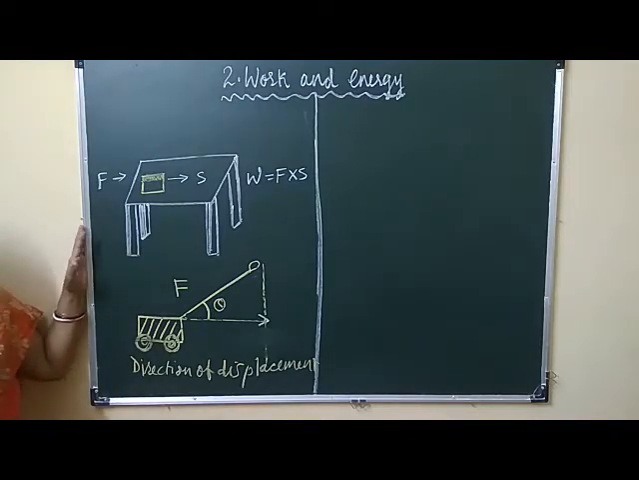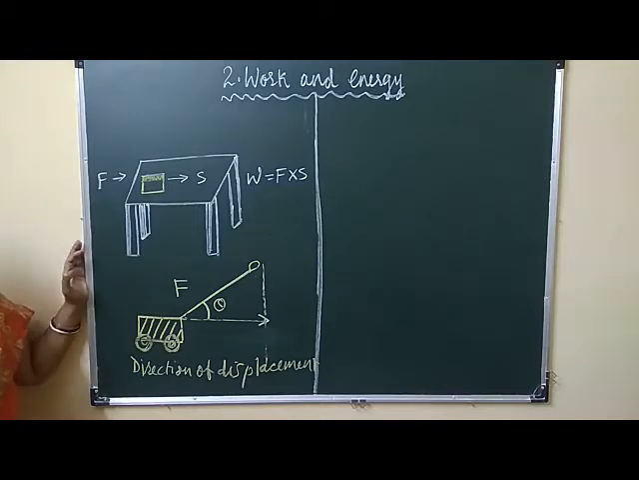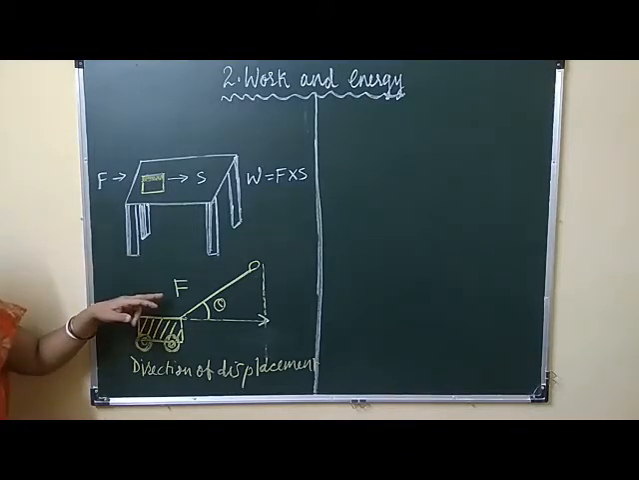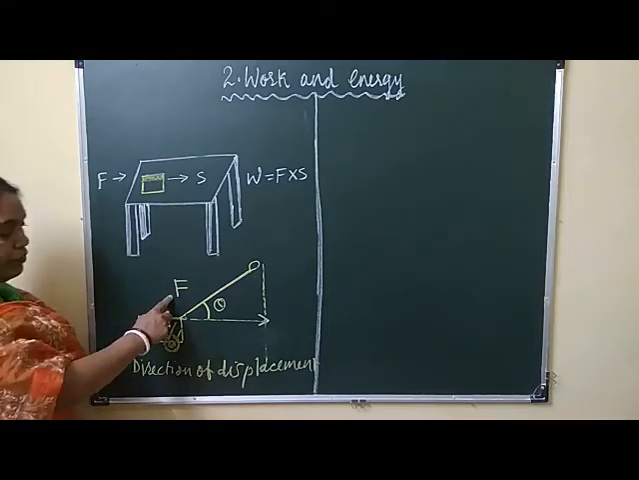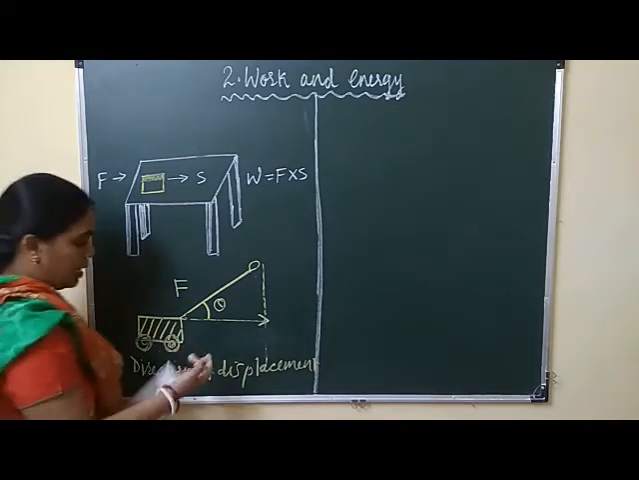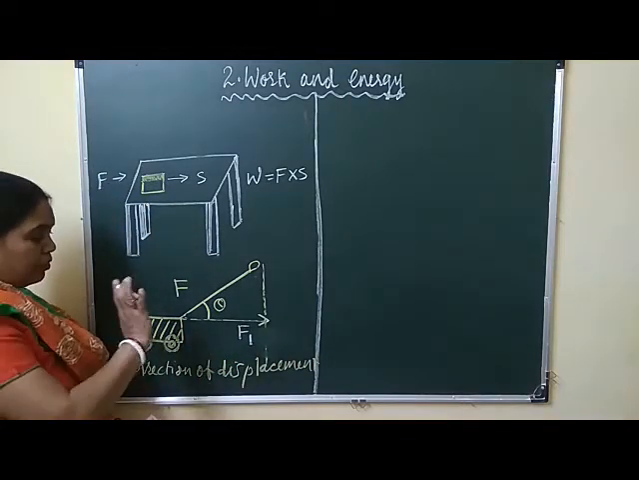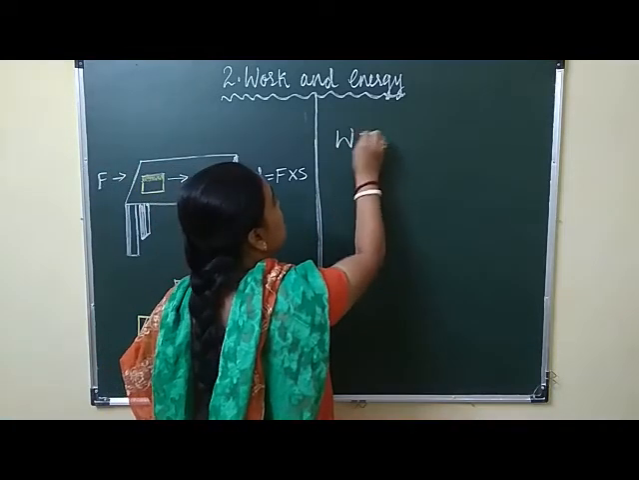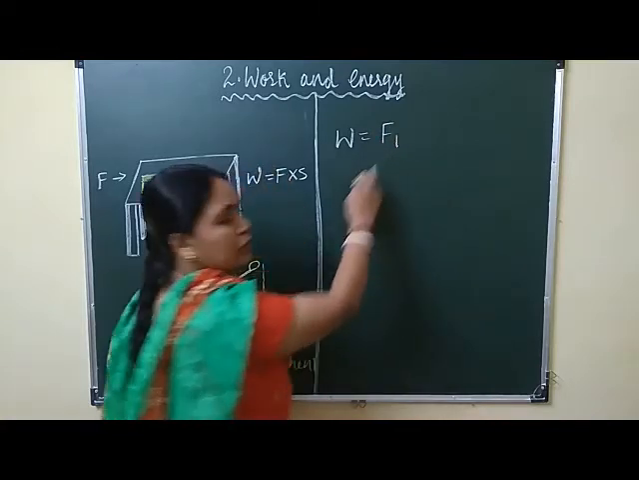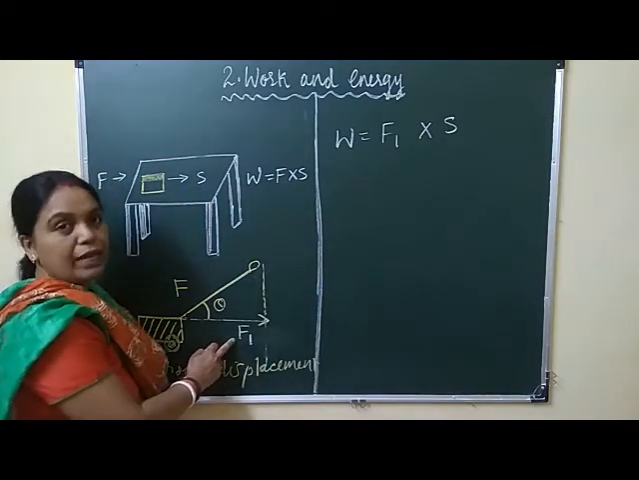In order to calculate the work done, we have to convert the applied force into the force acting along the direction of displacement. Now applied force here we can take as F and the actual force as F1, which is happening from left to right. So here we know the formula W is equal to F1, the actual force, into S. Now we have to calculate F1.